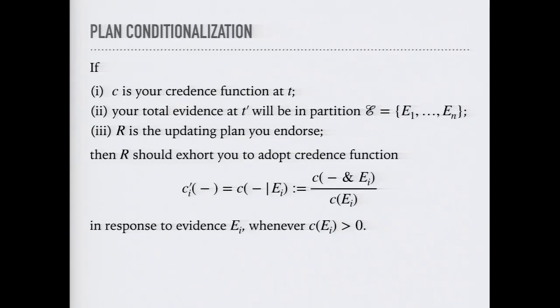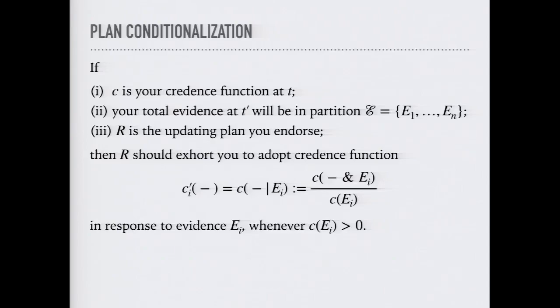Sorry, can I just ask a question? Why is it that you need the updating plan as a free parameter here? Because if plan conditionalization requires whatever the updating plan is, then I don't see how different updating plans can make a material difference in what my credence state would be, because they all require that I respond to evidence in the exact same way. So in what sense could I meaningfully speak of different updating plans?